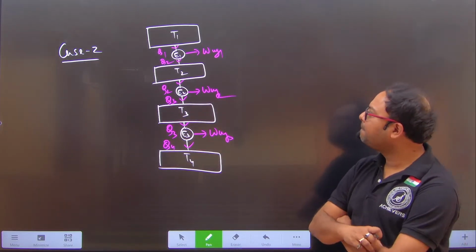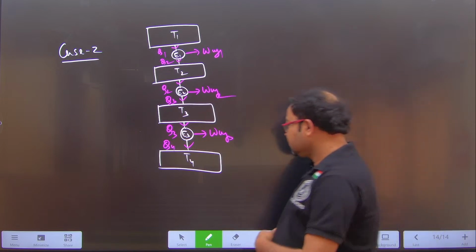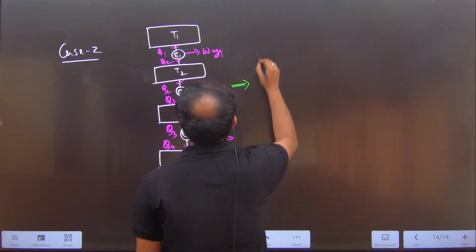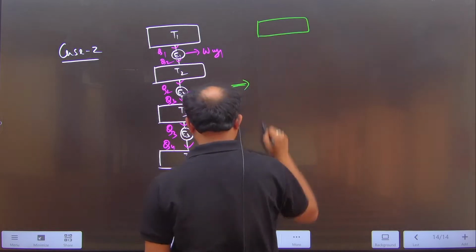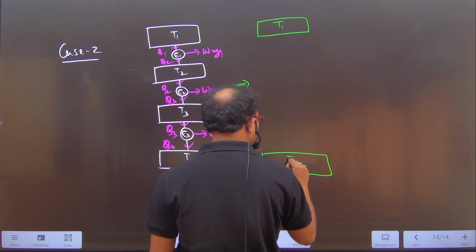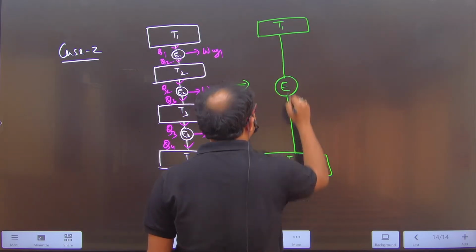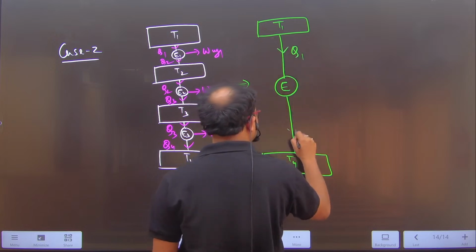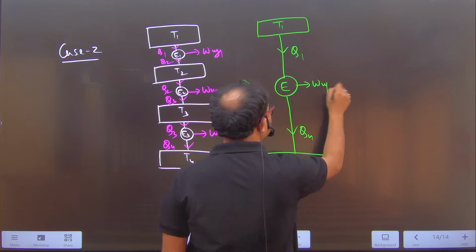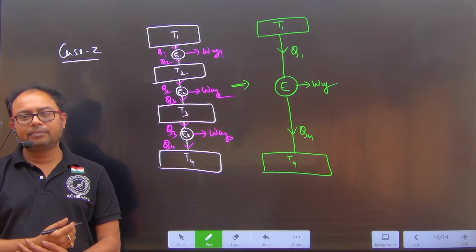Okay. And you can replace this by a single engine, T1 and T4, by engine E. It withdraws Q1, it releases Q4, and it has got W cyclic. Okay.